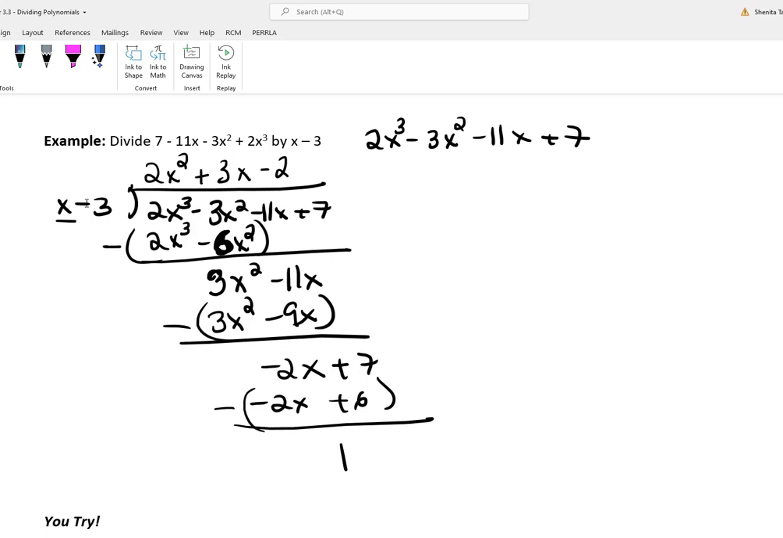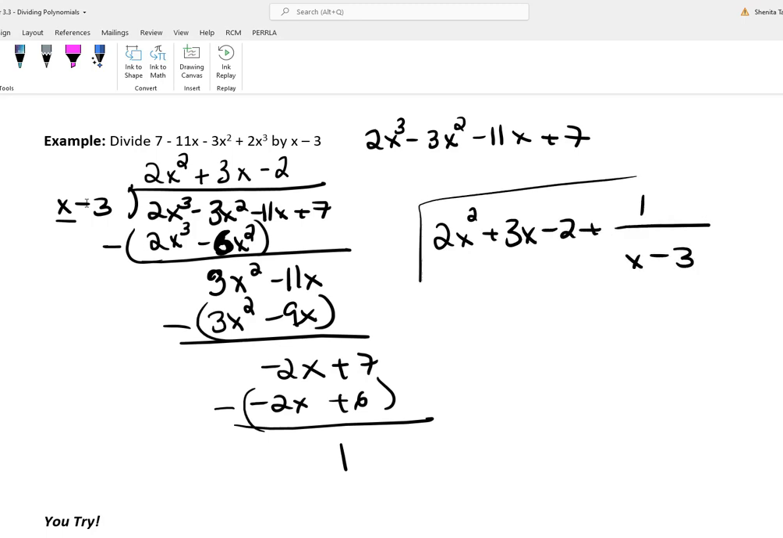So in this case, you have a remainder. So since you have a remainder, you're going to put it back over your divisor. So let me double check this again and make sure I did this right. 3x squared. Okay, so the answer would be 2x squared plus 3x minus 2 plus 1 all over x minus 3.